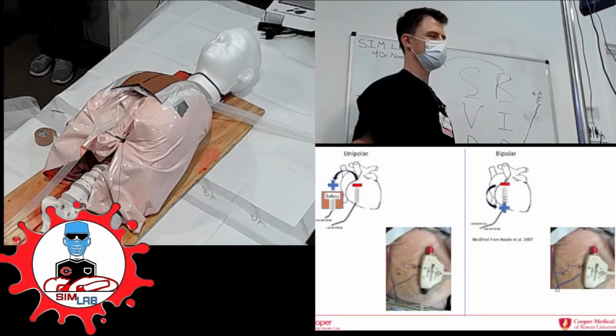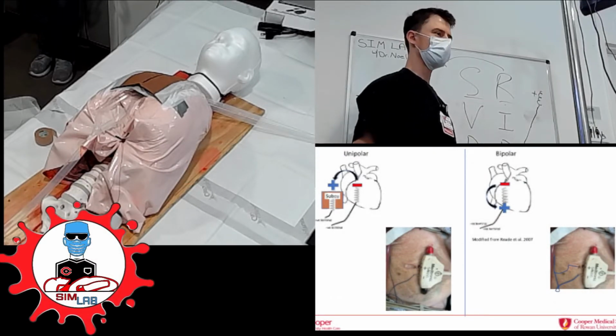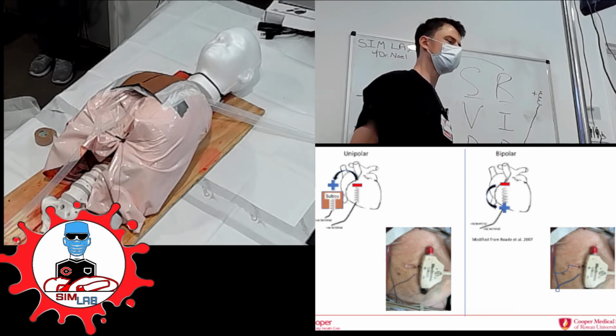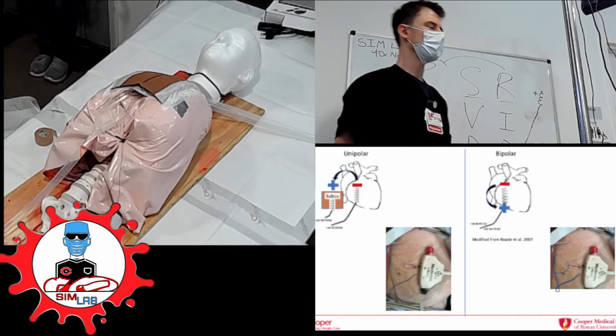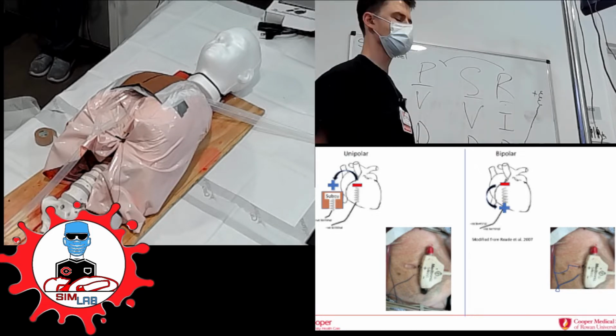I guess you can transvenously pace them. Okay, so you're transvenously pacing. As you transvenously pace, you lose the capture. They go into asystole. Yeah. So you're getting set up to do that, but they're in asystole right now.